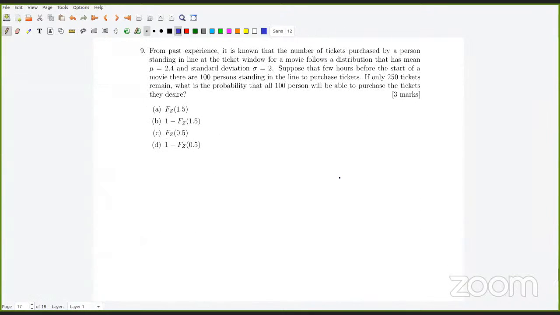Okay. Now, this is the new question. From past experience, it is known that the number of tickets purchased by a person standing in a line at the ticket window for a movie follows a distribution that has mean mu equals 2.4 and standard deviation sigma equals 2. So this is the first statement given. If I take any random variable x, what does this x represent? X is the number of tickets purchased by a person.